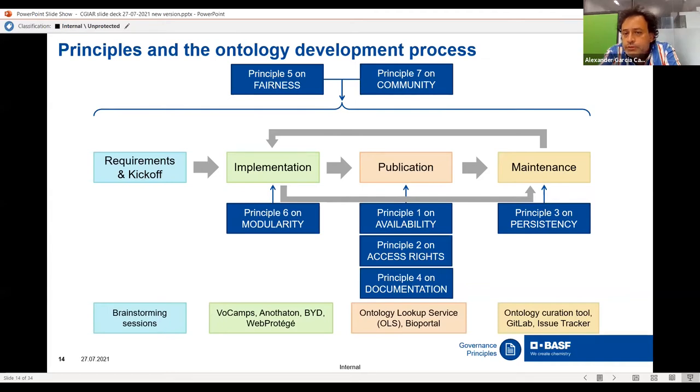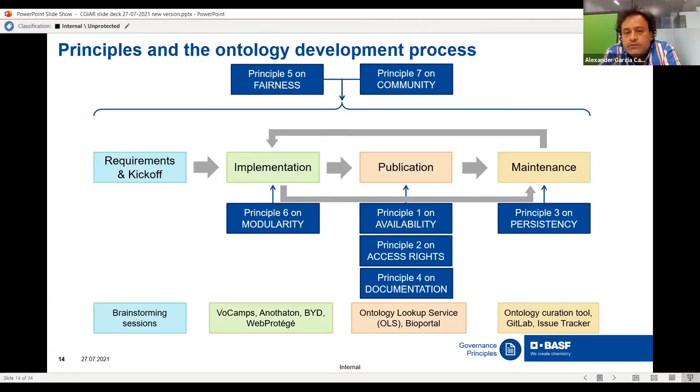And of course, once you publish the ontology, you're throwing that ontology to the community, and by doing that, you have to consider the curation workflow. And for that, the principle on persistency applies, together with everything that comes with persistency: standards, related best practices, related trainings, etc. Throughout all of these, we have brainstorming sessions. We also have some specific events, like for instance, boot camps and notathons, bring-your-own-data kind of events. And we also use tools like, for instance, WebProtégé.